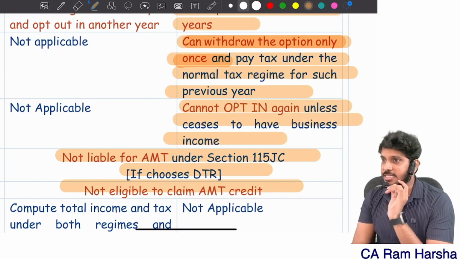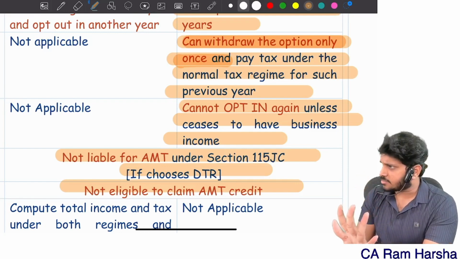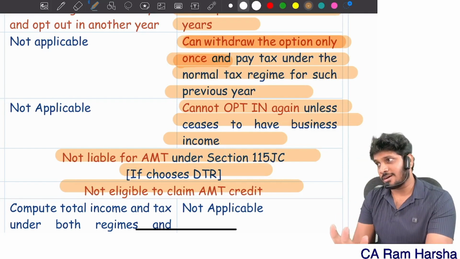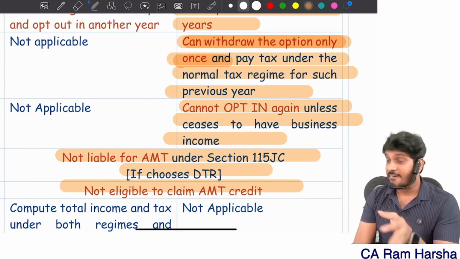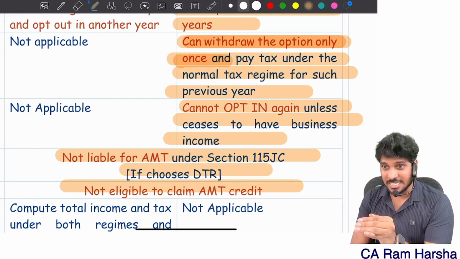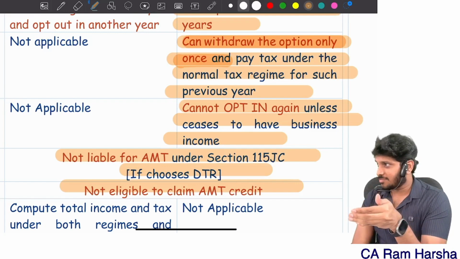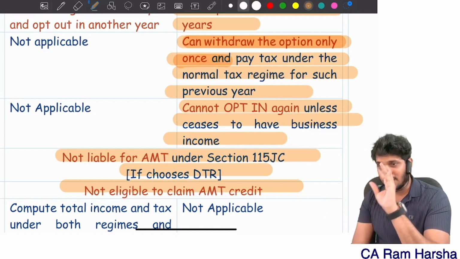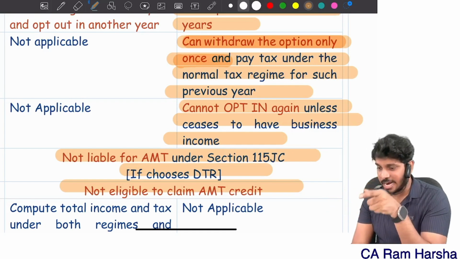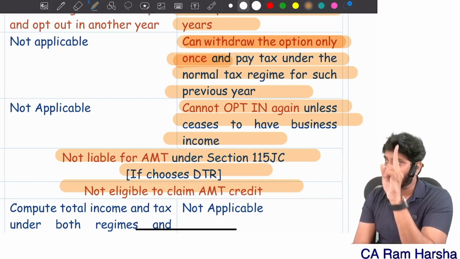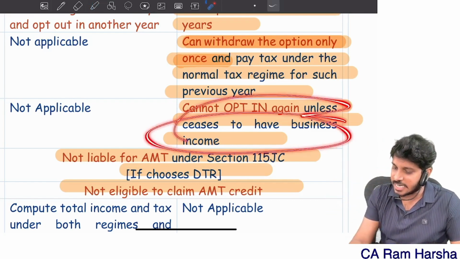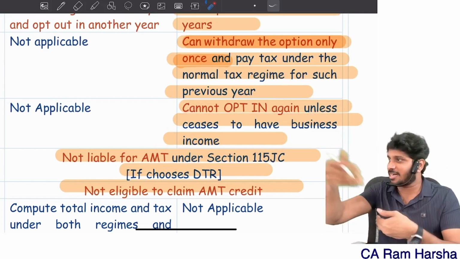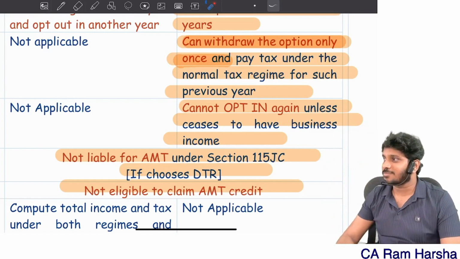Business SSEs, don't choose default tax. Go with optional. If you choose default and withdraw later, forever you can't come back. A business SSE chose the default tax regime, later withdrew. Once you declared under default and later withdrew, you can never get back to the default tax regime unless your business is discontinued. Suppose you don't have business income at all later on, then you can again come back to the optional default every year. Able to understand?